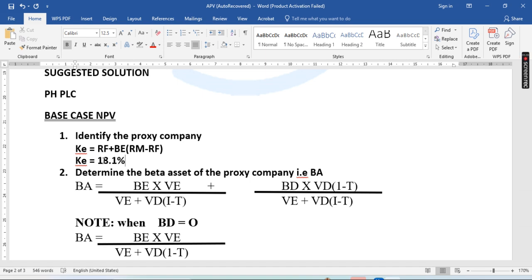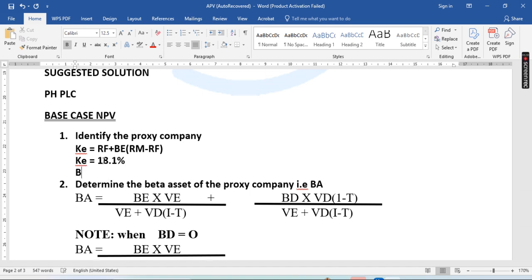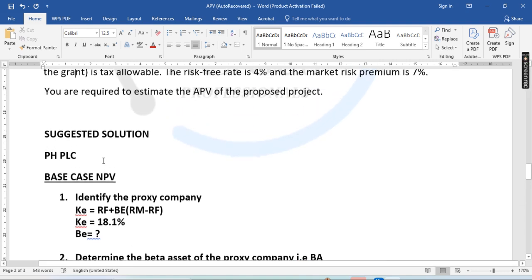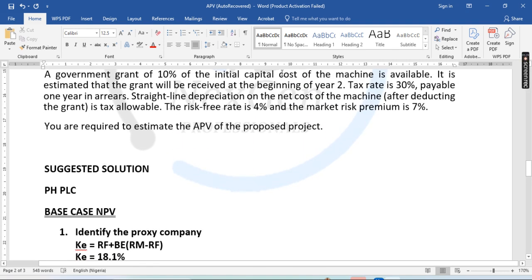18.1%, right? The BE, which is the equity beta, is not given. What we were given is not the market return, but the risk free. We were given the risk free.